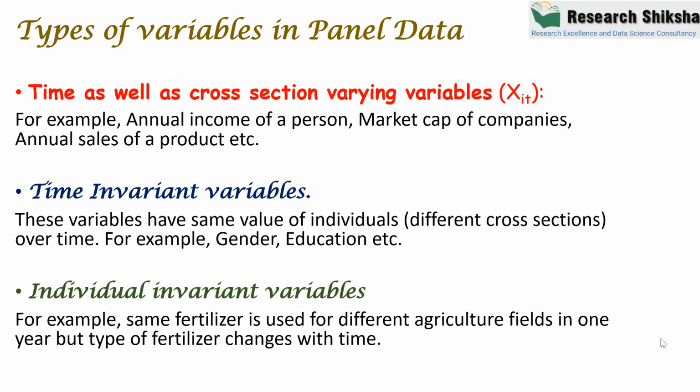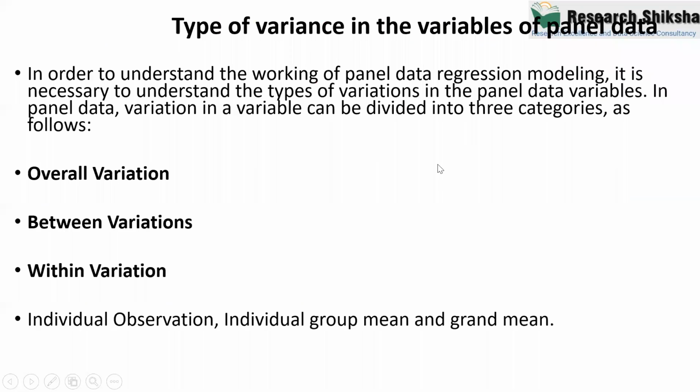Now let me move to another part, because there are three types of variations in the variables. One is called total variation. Second is called between variation, and the third type of variation is known as within variation. So now I am showing you all the types of variations with the help of one example, and after that I will ask you one question.